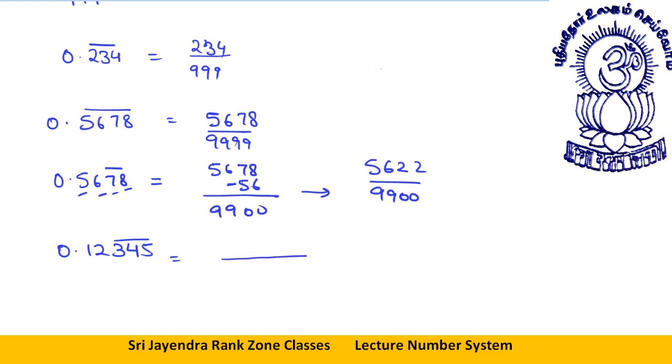This you will write as, there are 3 digits with bar, so I will write 3 9s followed by 2 zeros, then 1, 2, 3. Why 2 zeros? Because the 2 digits don't have bar. Then 1, 2, 3, 4, 5 minus 1, 2. So it becomes 1, 2, 3, 3, 3. 5 minus 2 is 3. 4 minus 1 is 3. Divided by 99900. Further you can simplify it. It's entirely up to you.